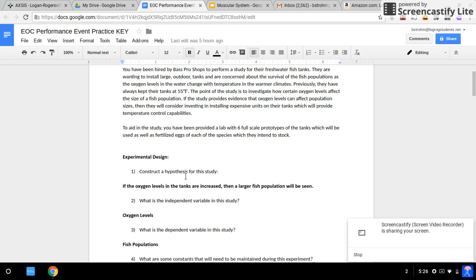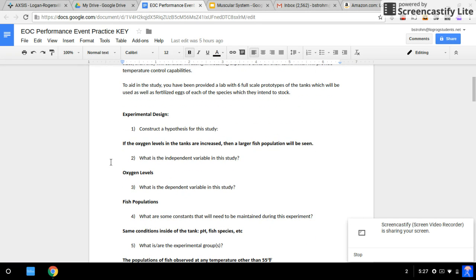Okay, so to construct a hypothesis, first thing you need to do is determine what the independent and dependent variables are, because that's the way that you set up your hypothesis. So the independent variable needs to be the cause. It's going to be what the overall cause of the phenomenon that we see happening is going to be. And in this case, we are seeing how oxygen levels affect fish populations. So our independent variable, the cause, is going to be the level of oxygen. Then our dependent variable is going to be what depends on the oxygen level, which is going to be fish populations. So that will be our dependent variable.